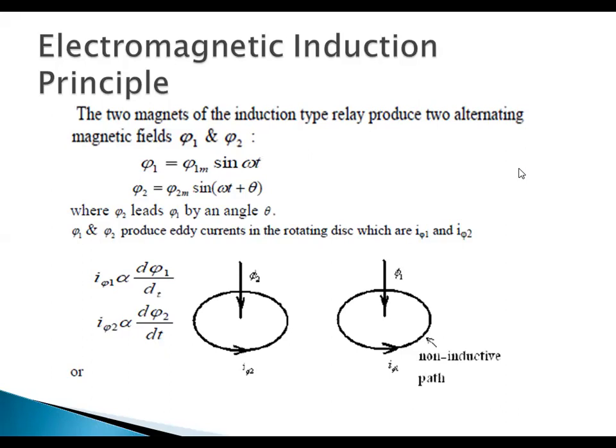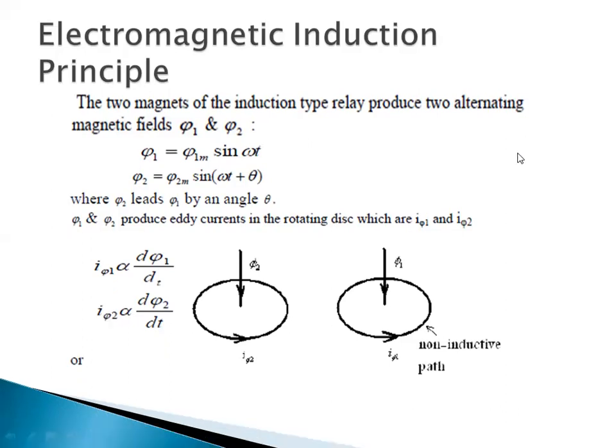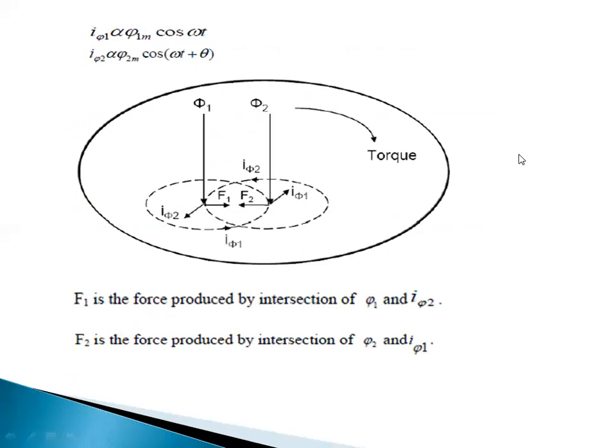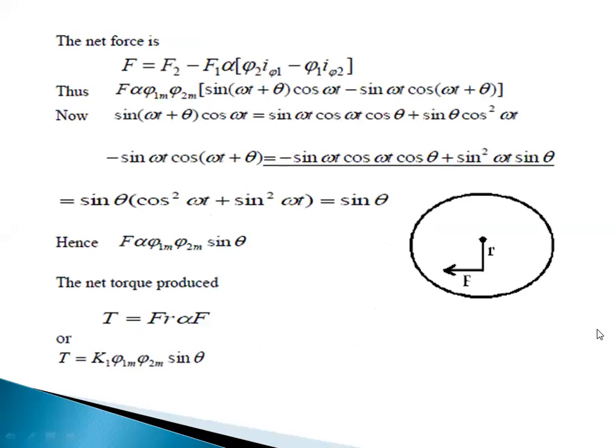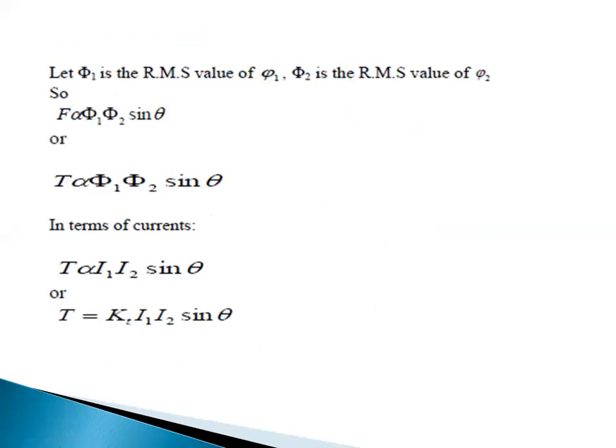Then what is the direction of force we have seen, and this is the direction of force which is opposite of each other, and the final equation for torque, that is T equal to K1 phi 1m phi 2m sin theta. This is the general equation where K1 is the constant of proportionality, and when we are taking the RMS values, that time this torque equation can be written as torque is proportional to phi 1 phi 2 sin theta.